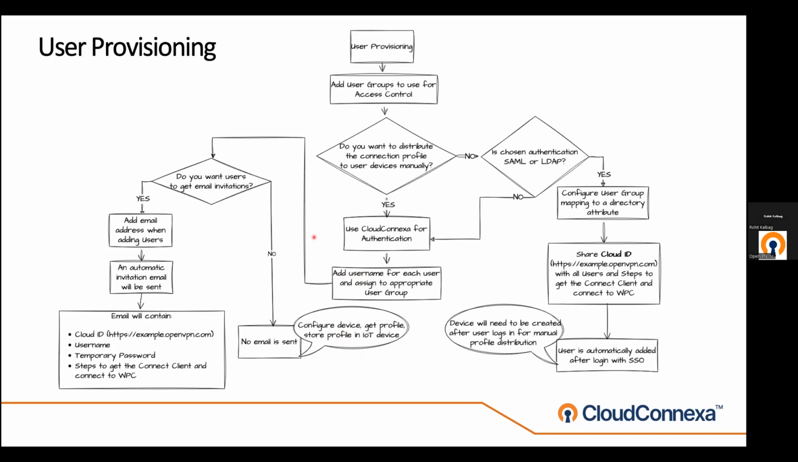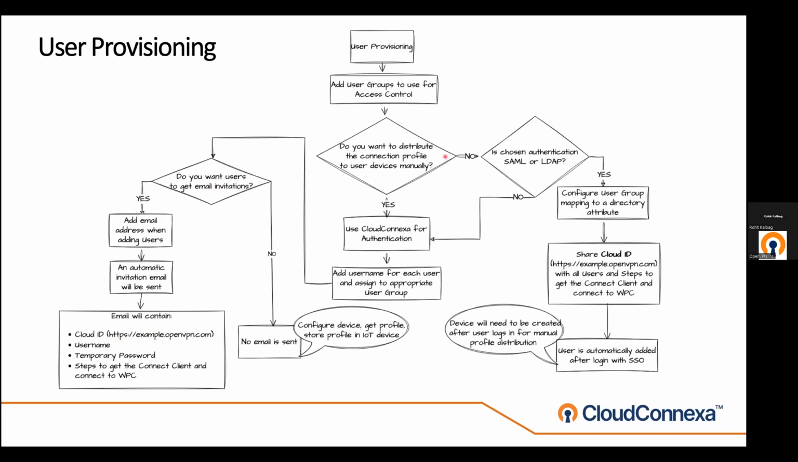And when you add users, email is not mandatory. That's because of this path here, in which you might want manual control and IoT devices, etc. So if you want the users to get email invitations, you can add an email. Immediately they get an email with an invitation. The email invitation contains the Cloud ID to use with their Connect app, the username and a temporary password, and the steps to get the app.